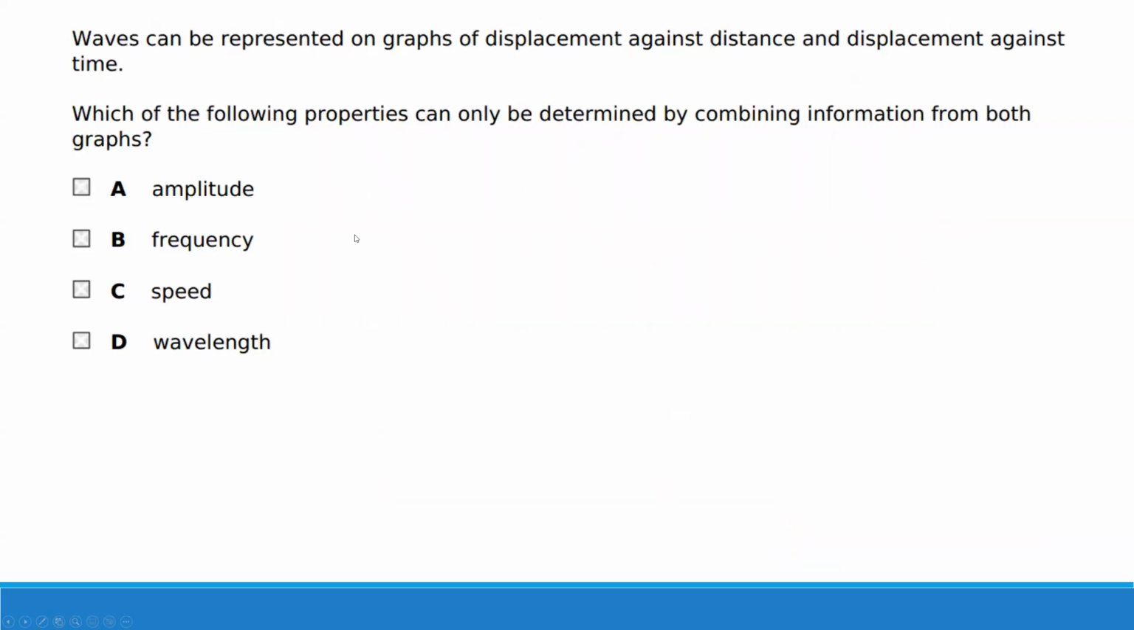Okay, so waves can be represented on graphs of displacement against distance and displacement against time, because these are two graphs you need to know. Which of the following properties can only be determined by combining information from both graphs?